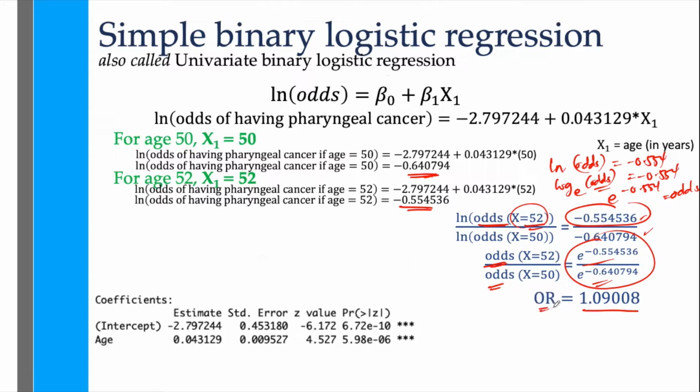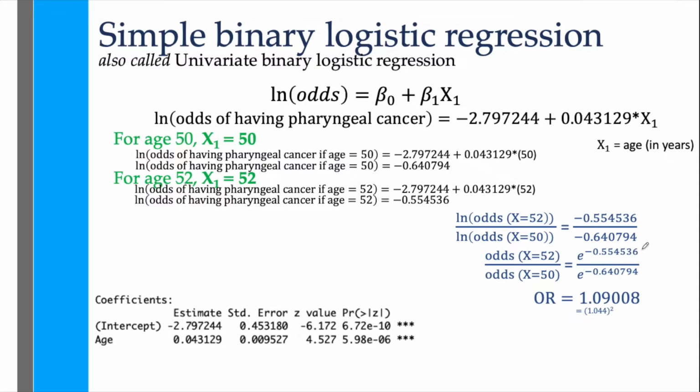This time, the odds ratio here used 50 and 52. Meaning, the odds of having pharyngeal cancer is 1.09 times for a patient age 52 versus a patient age 50. Now, this 1.09 here is actually the square of 1.044. Meaning, the odds of having pharyngeal cancer increases by a factor, meaning this one, for every 1 year increase in age.